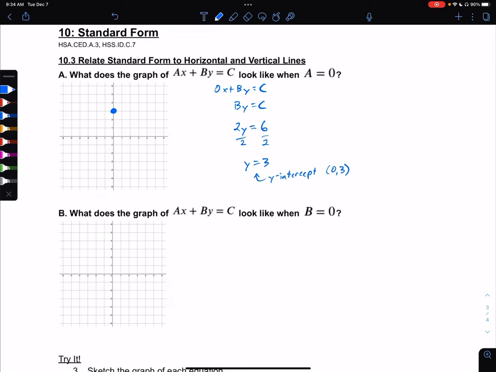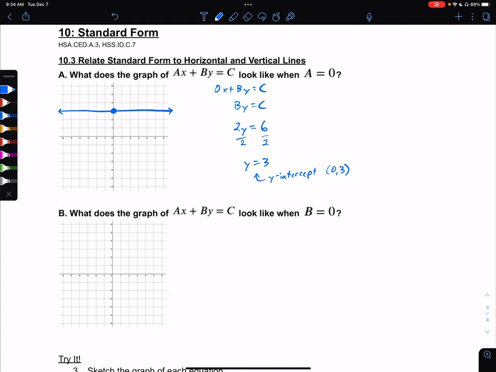The x value doesn't really matter in this problem because no matter what I plug in for x, it's always going to drop out because a is 0. So what that tells me is that no matter what happens, no matter what x value I pick, y is going to be 3. And what that looks like on a graph is a horizontal line through that y-intercept of 0, 3 that we figured out. Because all of these points are going to have y values of 3, it doesn't matter what the x value is. Okay? So if you only have a y-intercept, you will have a horizontal line.